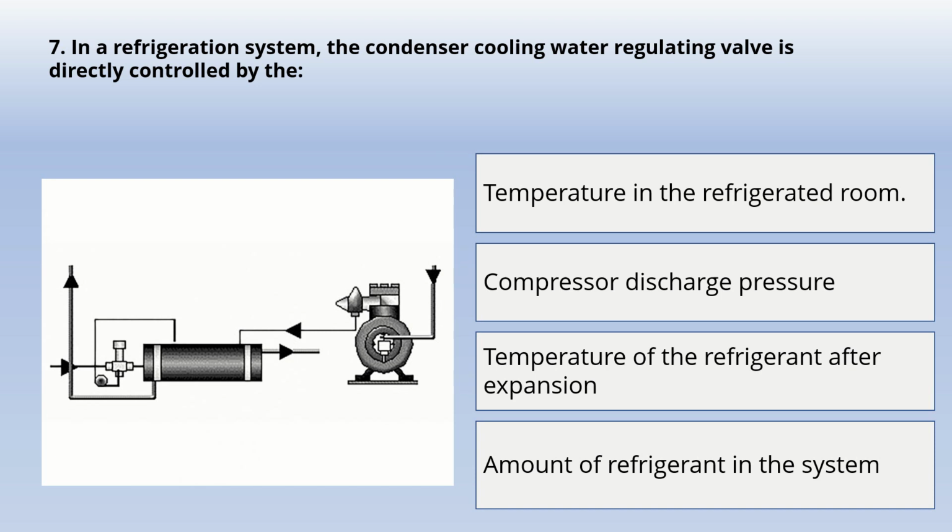Our next question is, in a refrigeration system, the condenser cooling water regulating valve is directly controlled by the, and the options are temperature in the refrigerated room, compressor discharge pressure, temperature of the refrigerant after expansion, amount of the refrigerant in the system. And the correct option for this question is compressor discharge pressure.